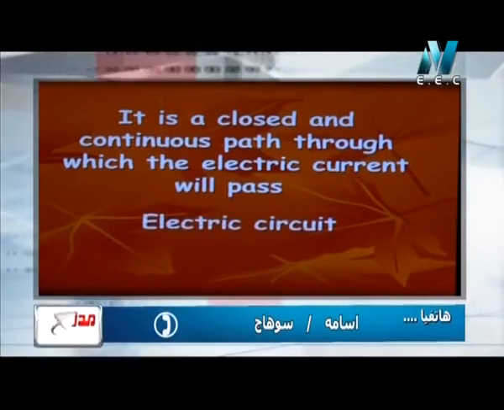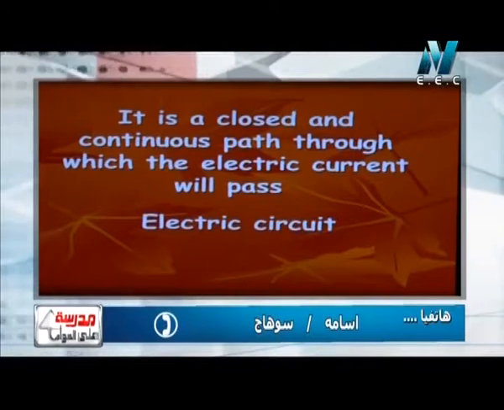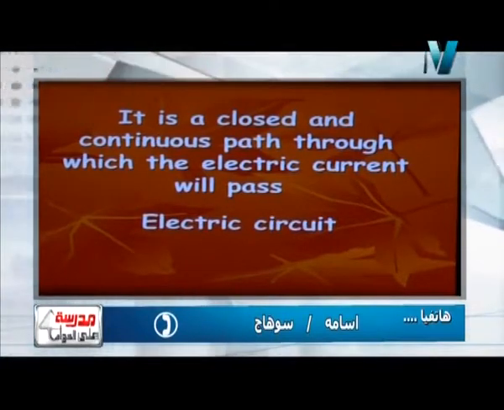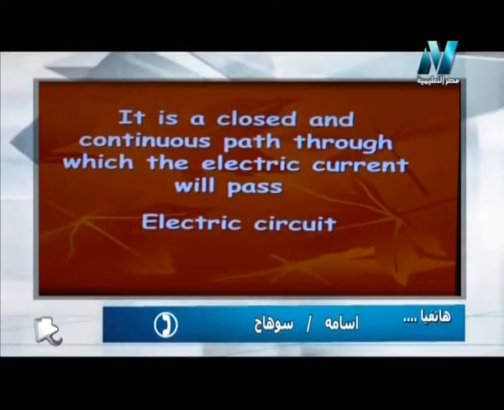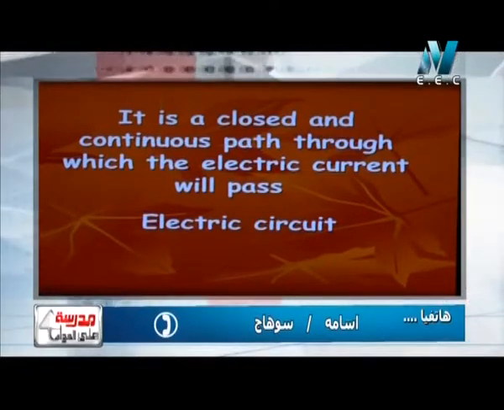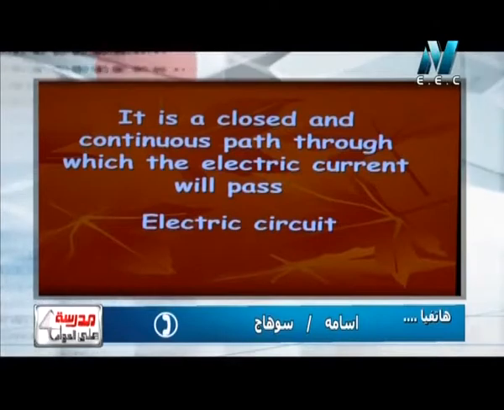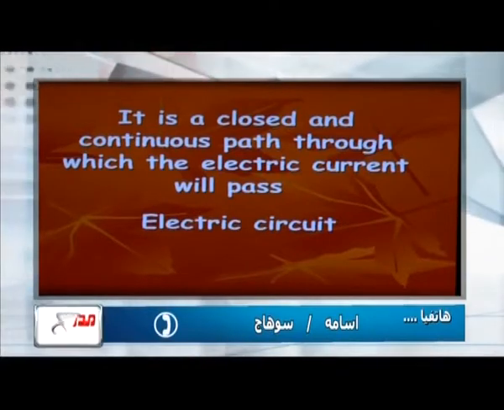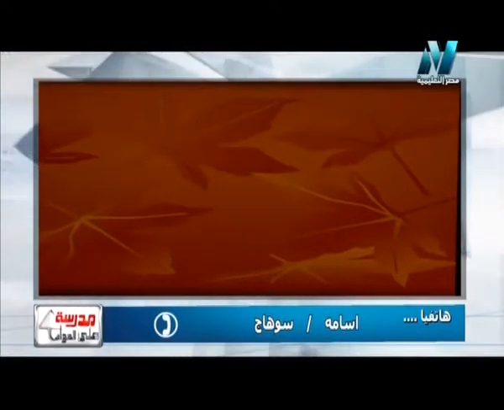Electric circuit, Osama. Again, it's the electric circuit which consists of four things: the wire, the battery, the electric lamp, and at last the key or the switch. Okay? Osama, another question for you, but please concentrate.